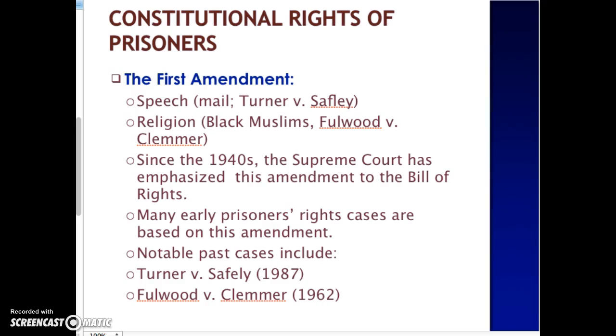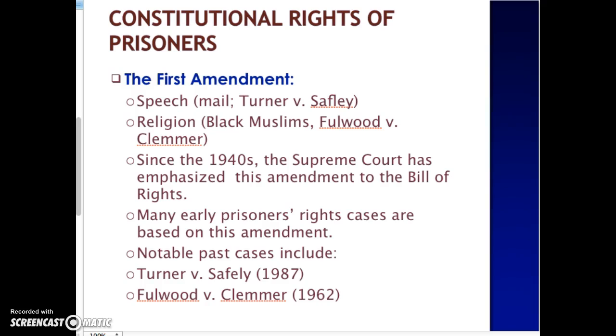In an early case, this is Fulwood versus Clemmer in 1962, a federal court ruled that officials must recognize the Black Muslims as a religion and allow them to hold worship services as inmates of other faiths do. It did not accept the view that the Muslims posed a clear and present danger. In another religion case, Cruz versus Beto in 1972, the justices declared that a Buddhist prisoner must be given reasonable opportunities to practice his faith like those given prisoners belonging to religions more commonly practiced in the United States.